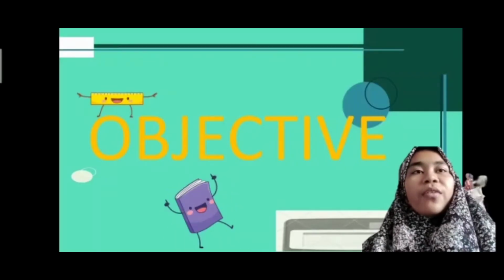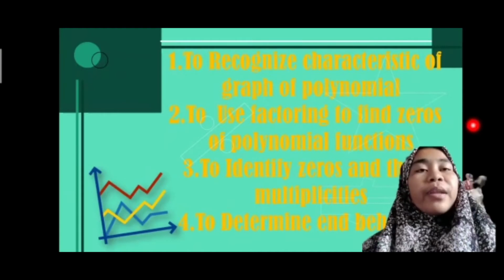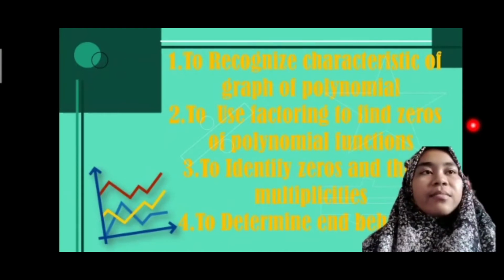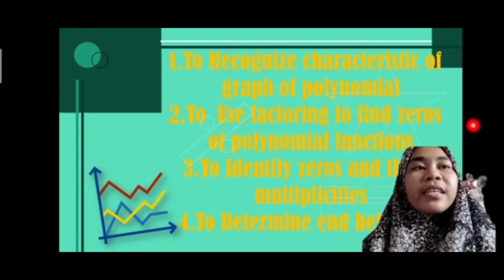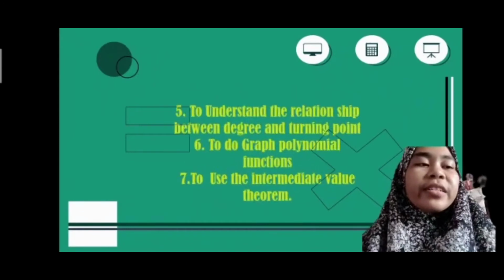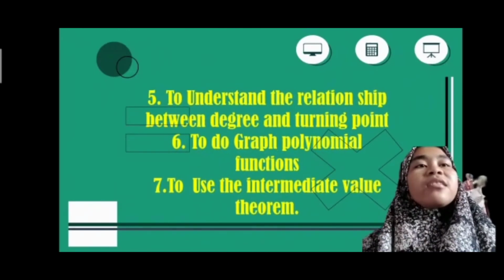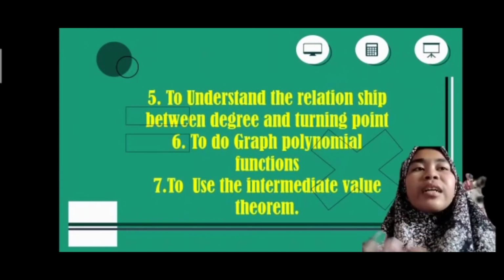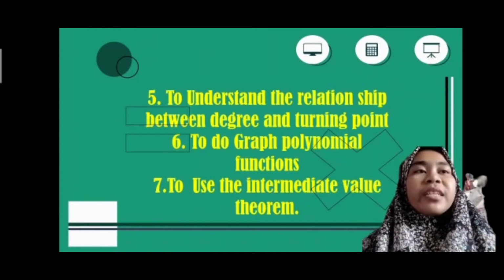The objectives of our topic are to recognize characteristics of graphs of polynomials, to use factoring to find zeros of polynomial functions, to identify zeros and their multiplicities, to determine the end behavior, to understand the relationship between degree and turning points, to graph polynomial functions, and the last one, to use the intermediate value theorem.